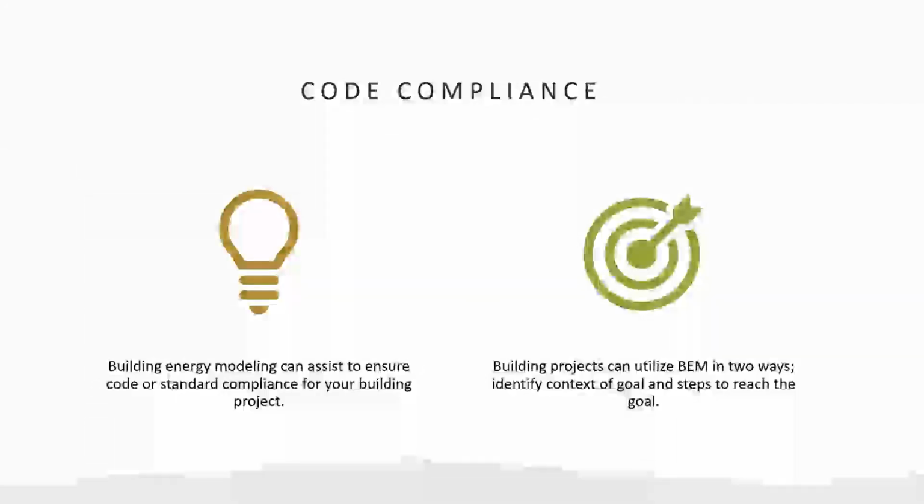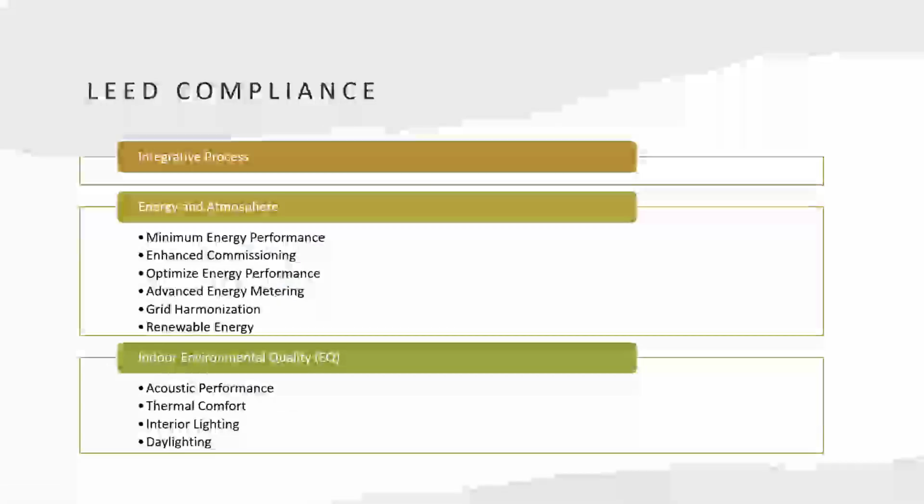For code compliance, it can help you ensure code or standard compliance for your building, as well as if you're coloring outside the lines, which is okay with code, but it has to pass muster. Energy modeling does that for you. The other way is it can identify the context of the goal and the steps to reach the goal. Okay, we have identified that goal. Now, how achievable is it? How many steps, how many resources is it going to take to get there? Therefore, is it worth it?